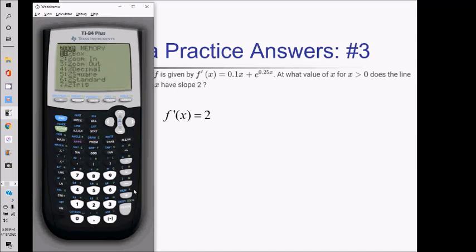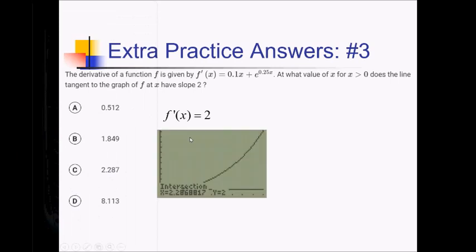And let me zoom fit this thing, zoom 0, and see what happens. All right, so there is our f prime being graphed out. And there is 2, the horizontal line 2. So now let me do second trace, and then option 5, intersect. And then just press enter, enter, enter, close to that intersection. And that's about 2.287. So that's going to be answer choice C.